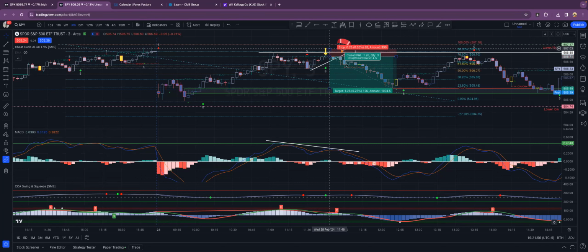Tight stop losses, low risk. Boom. Get in, get what you can, call it a day, because it can play around for the rest of the day. If not, it can go back in the opposite direction. So you have to be intelligent about that.